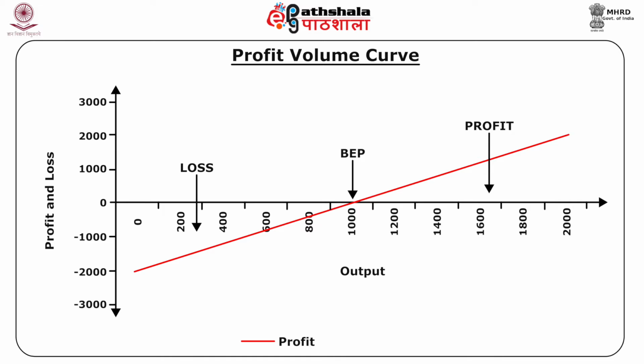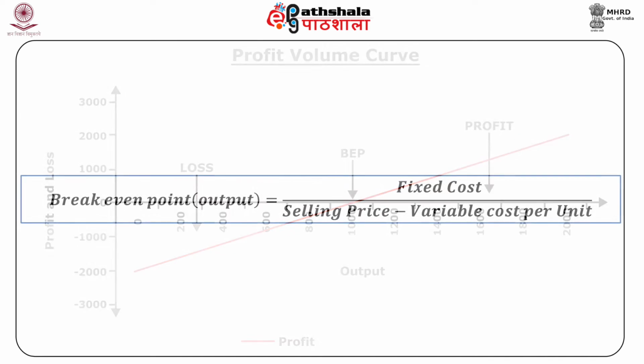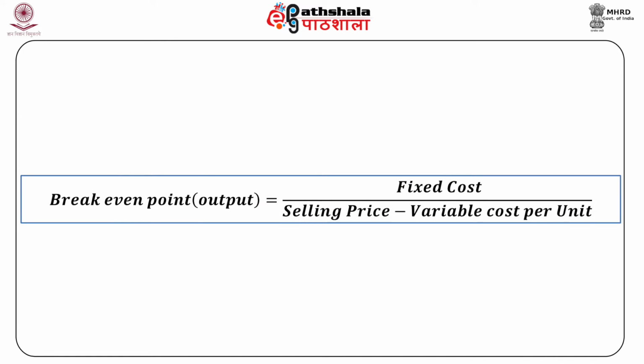If the company produces less than 1000 units, or to the left of the break-even point, then the firm will incur loss. Whereas, if the company produces more than 1000 units, or to the right of the break-even point, then the firm will incur positive profits. Calculating the break-even point by using the graphical technique is a cumbersome process. Break-even point can be calculated by using the following formula.